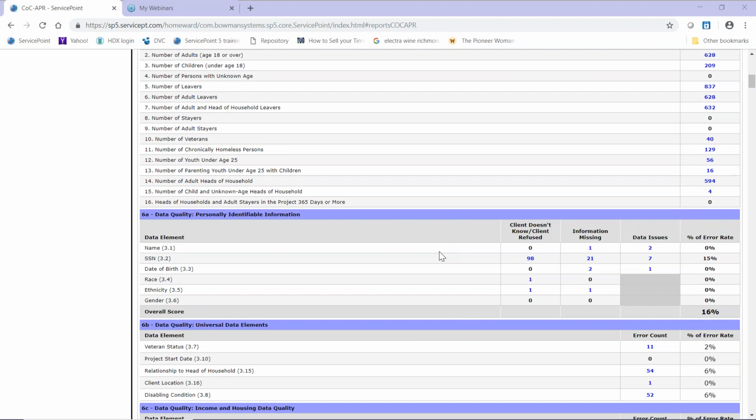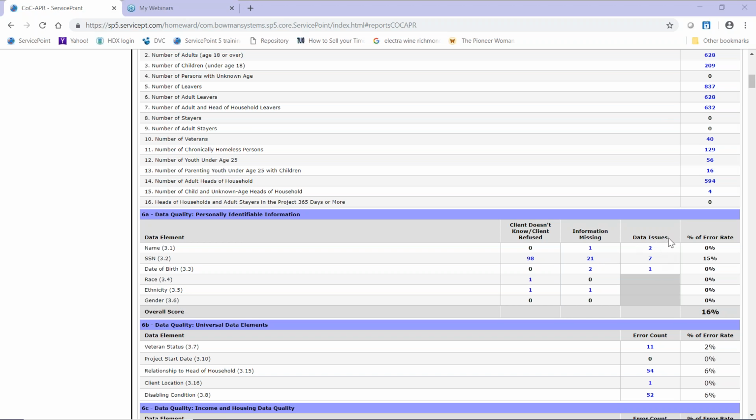Question 6 is where your data quality is. It is 6A, B, C, D, and E. So A is name, social, date of birth, race, ethnicity, and gender. And you're going to have a don't know column, a missing column, and an issue. So 98 clients probably refused to give us their social security number. And that's perfectly acceptable. A client can refuse to give social. We have 21 missing, so that means it's completely blank. So we didn't answer don't know, refused, we left it blank. And then we have some data issues.